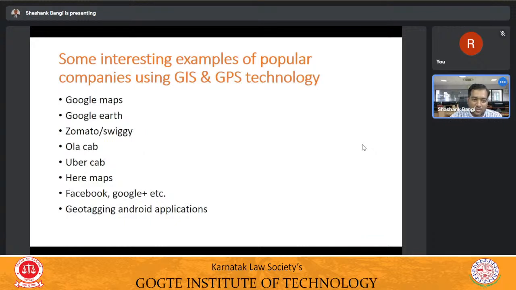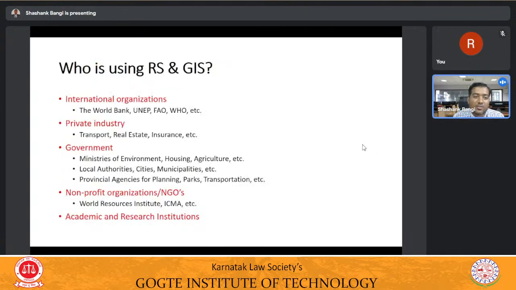It is not linked to a particular branch. So everyone can make use of this technology. And coming to who is using remote sensing and GIS at the international level, some organizations such as the World Bank, UNEP, FAO, and WHO are using this technology. Private industries such as transportation, real estate, and insurance are using it, and the government sector such as ministries of environment, housing, agriculture, and local authorities, cities, and municipalities are also using it nowadays.